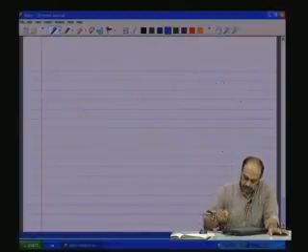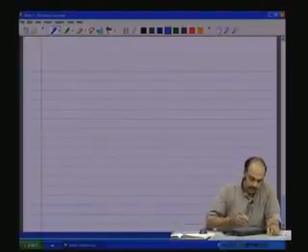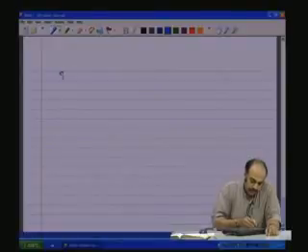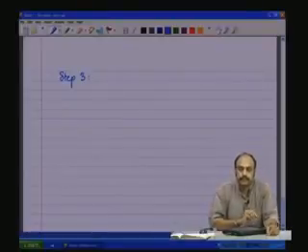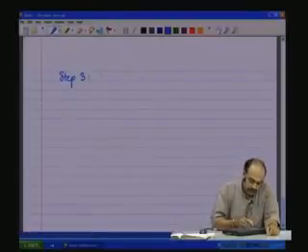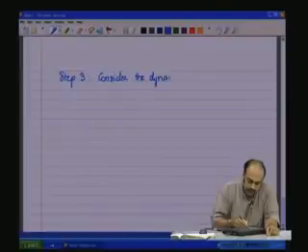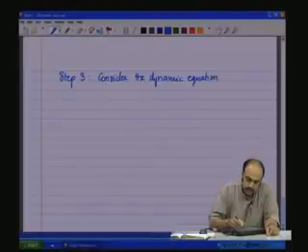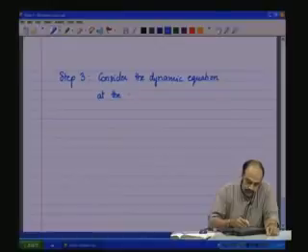Now step 3: consider the dynamic equation at the energy storing components.